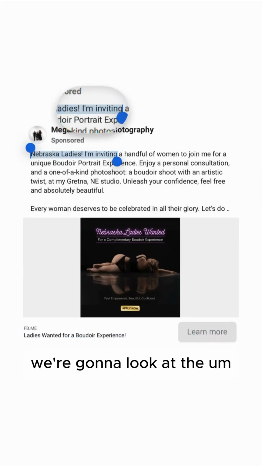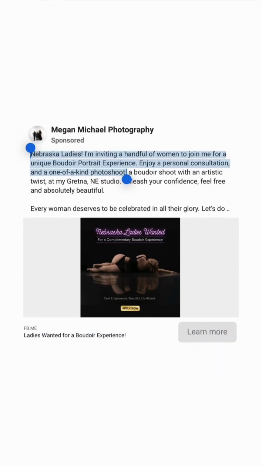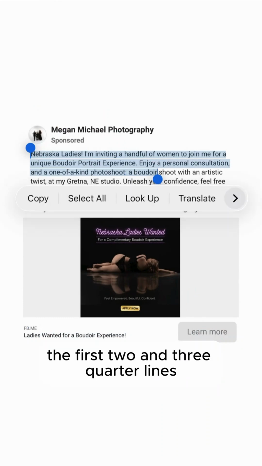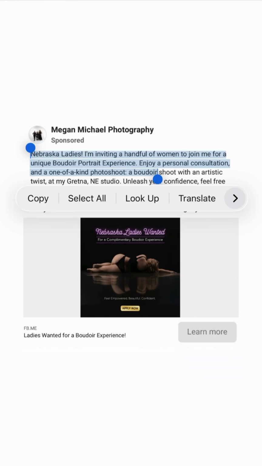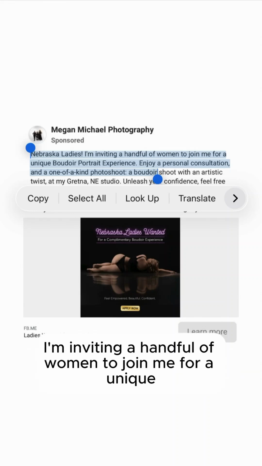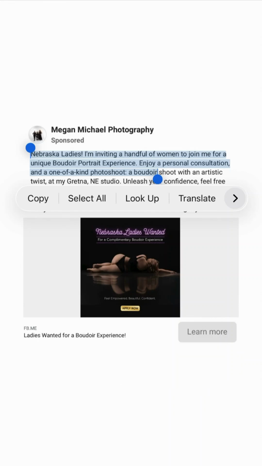Finally, we're going to look at the see more headline here. The first 2 3/4 lines in the Facebook mobile newsfeed. So we go: Nebraska ladies. Inviting a handful of women to join me for a unique boudoir portion. For a personal consultation.